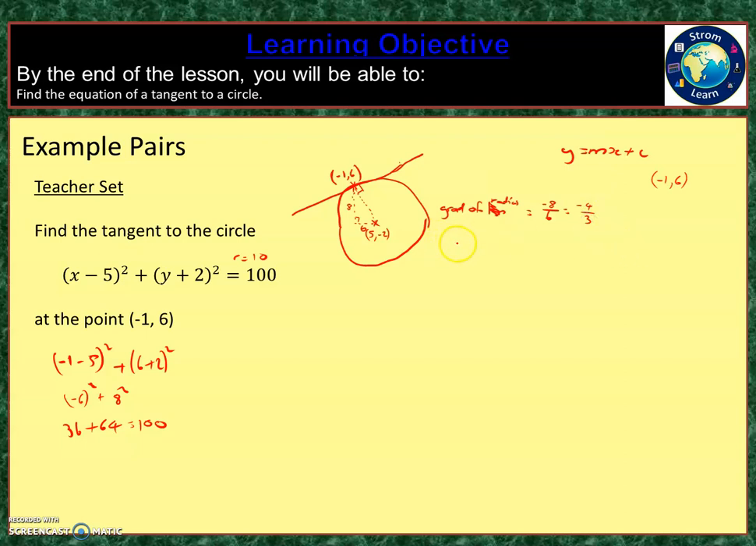I could also, if I'd wanted to, have used the formula m equals y2 minus y1 over x2 minus x1, but it doesn't really matter too much. I already had a diagram, so I might as well use the diagram in this case. Alright, so I've got the gradient of the radius.